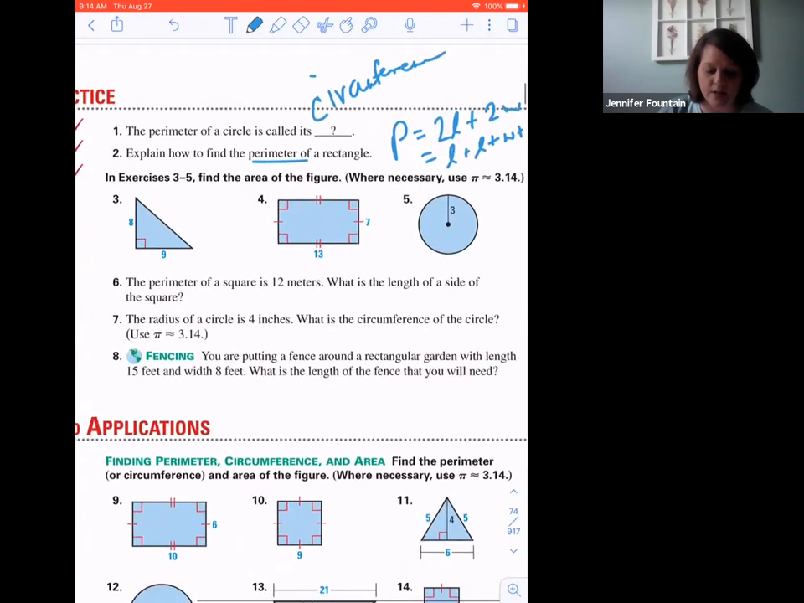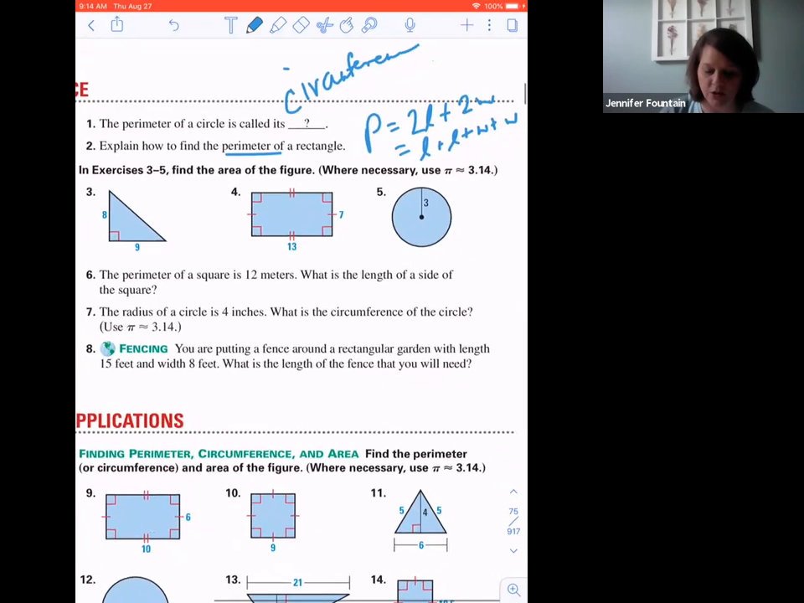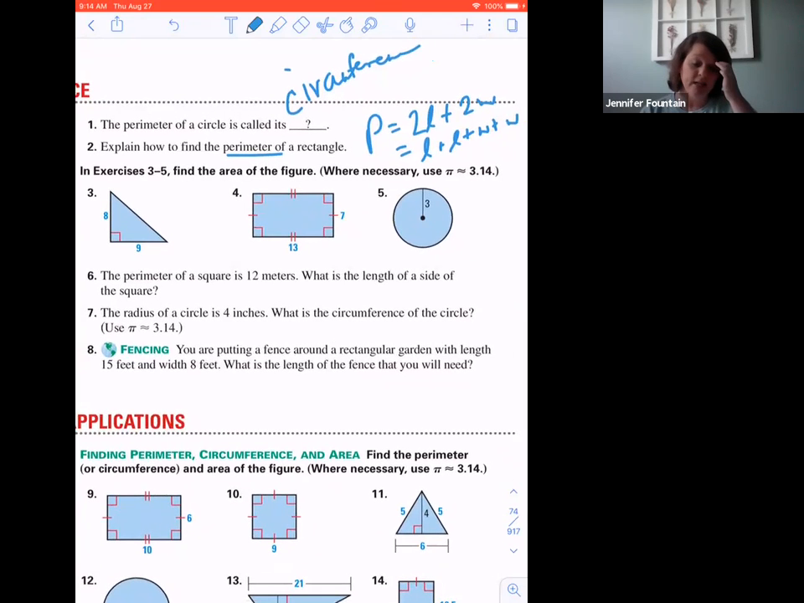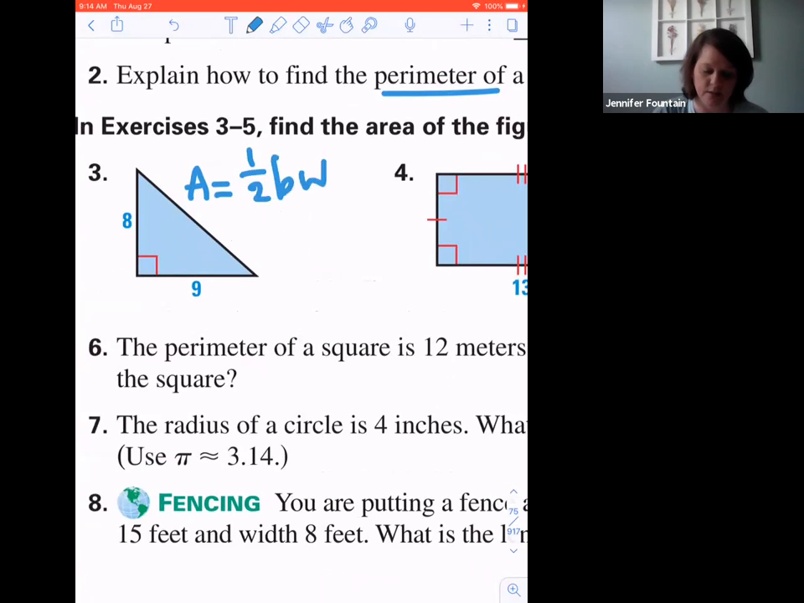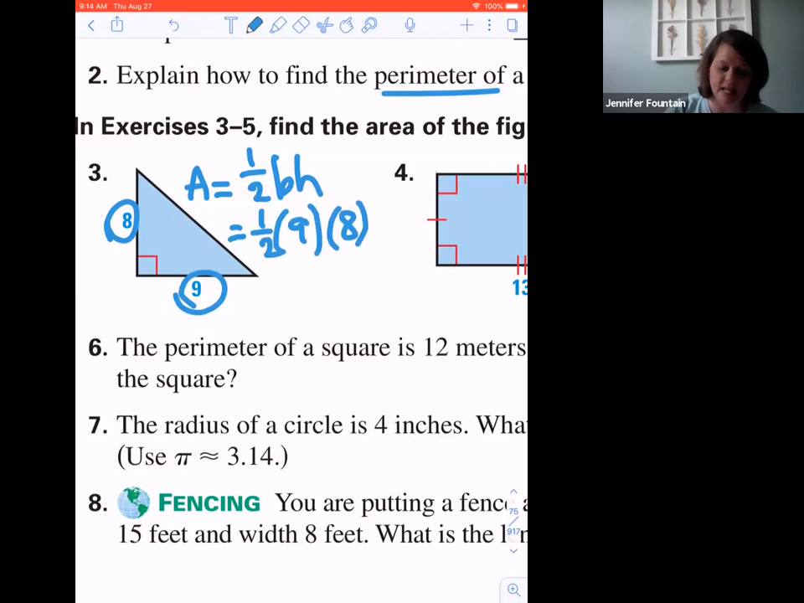All right, now it says to find the area of the figure, and where necessary, we are plugging in 3.14 for pi. So we have a triangle here. What is the formula for the area of a triangle? Area equals 1/2 base times height. We can see that our base is 9. Our height is 8. So I'm going to have 1/2 times 9 times 8.